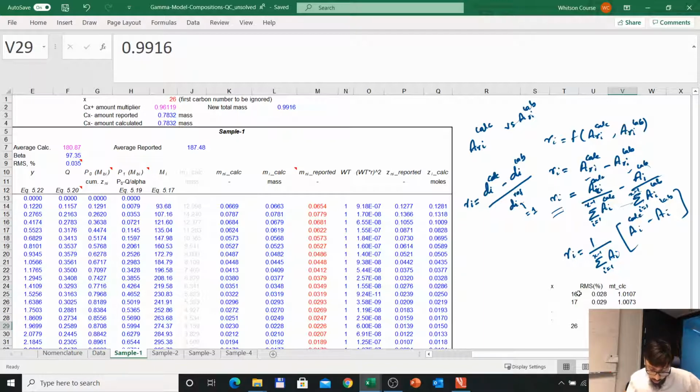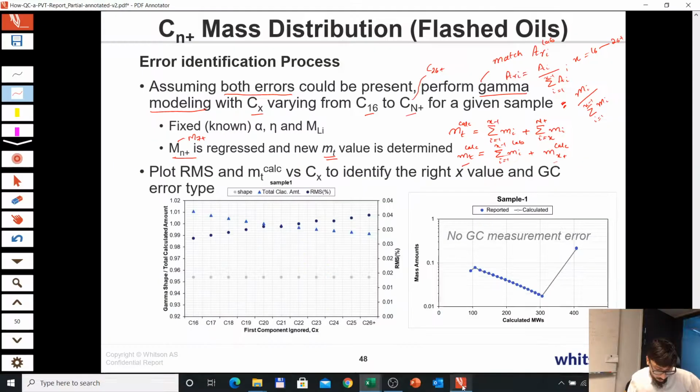Okay, so you just need to compile this data, and then plot the data as shown in this presentation here, on the left. So that's the plot that I was talking about. There is also this gamma shape, and that's not an important property that we will be looking at. We are only interested in the total calculated amount, this number, and the RMS value.